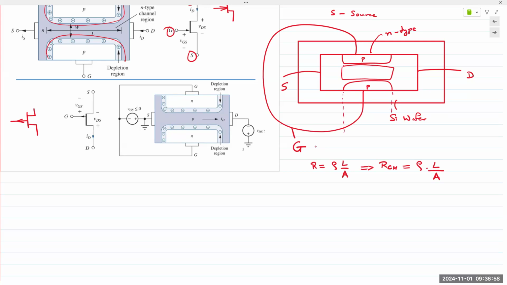is this. That's the length. The width is the separation between the two P junctions, the two P-type material. And so that is shown right here. W and L. And then the cross-sectional area is given by the depth of the implant into the silicon material.